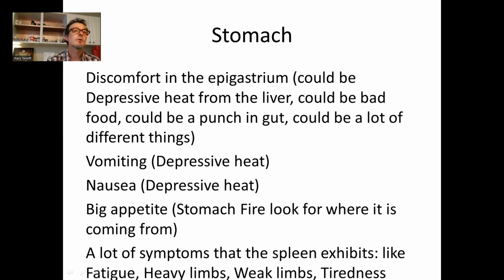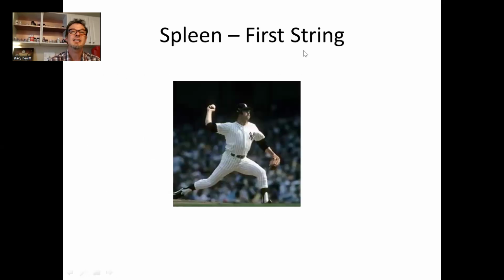Okay. So let's go on to the next exciting slide, the spleen, the first string, the spleen symptoms. All right, let's look at those because there's a lot. And the spleen's a very important channel to look at. Very important. You'll see that a lot of times with people.